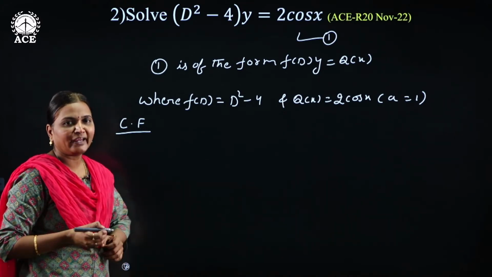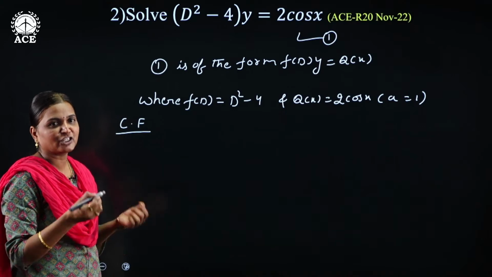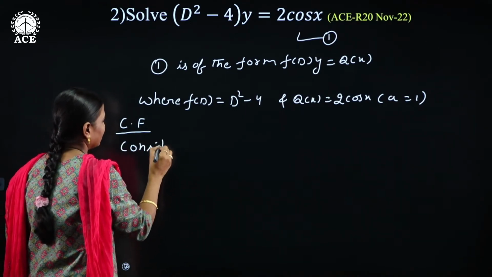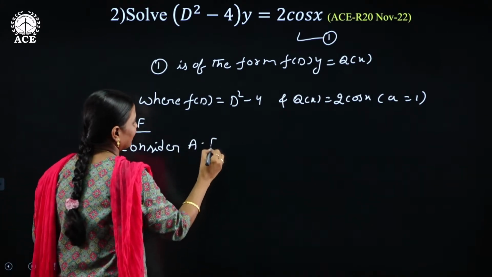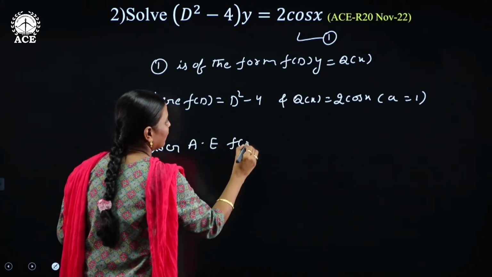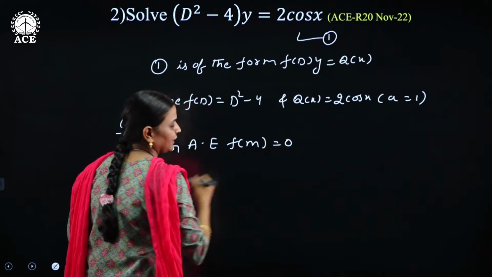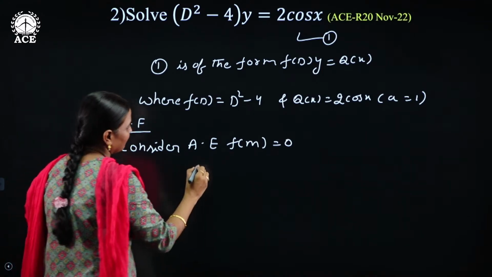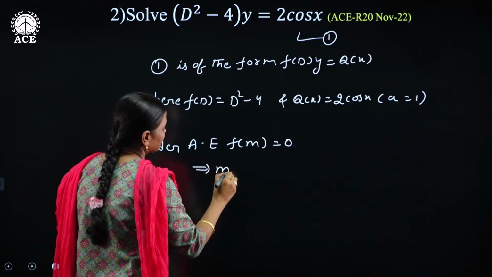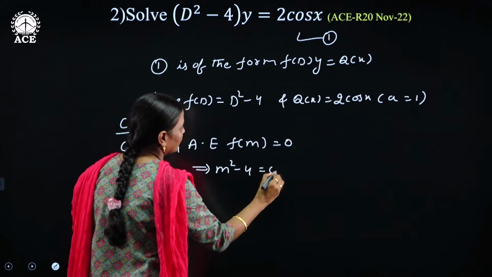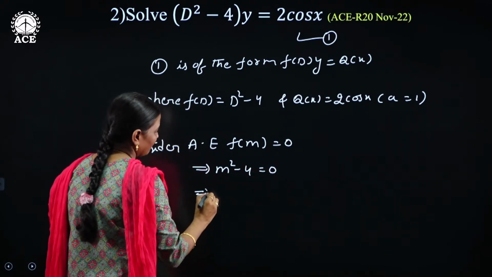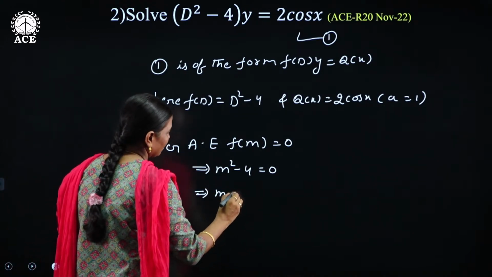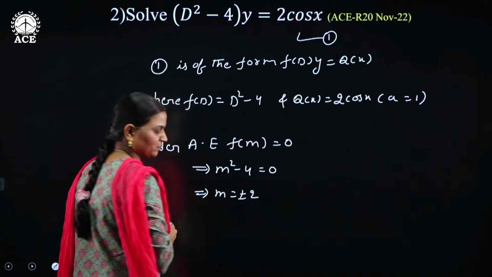We know how to find the general solution of a homogeneous equation by considering the auxiliary equation. What is the auxiliary equation? f of m is equal to 0. What is f of D here? D square minus 4. So f of m is m square minus 4 is equal to 0. If we write the factors, that is (m plus 2) into (m minus 2), so m is equal to plus or minus 2.